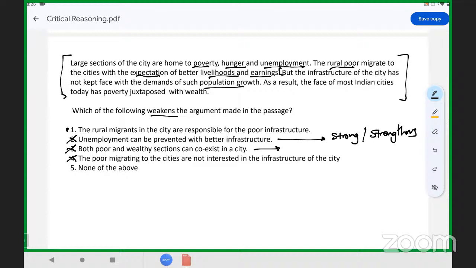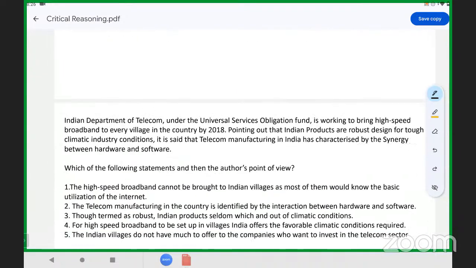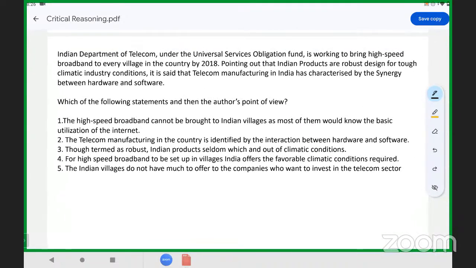So this is the right option, option one, because it directly weakens the above argument. What the passage is trying to say is that the infrastructure has not been able to deal with it, and here we are weakening the argument by saying that the rural migrants in the city are responsible. So that's why there are issues of poverty, hunger, and unemployment. You can have a look at this question.